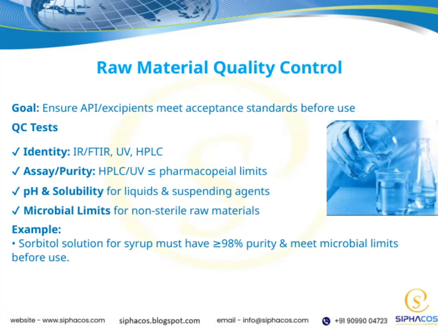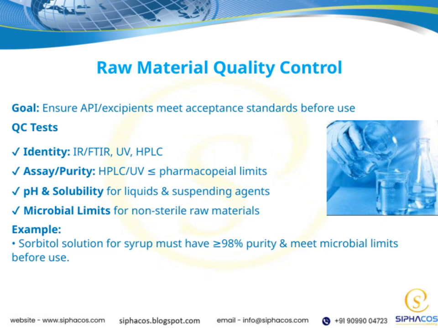Let's talk about raw material quality control. The main goal here is to make sure that the active pharmaceutical ingredients, or APIs, and excipients meet all the necessary acceptance standards before they are used in manufacturing. This is a crucial step to ensure the safety and effectiveness of the final product.